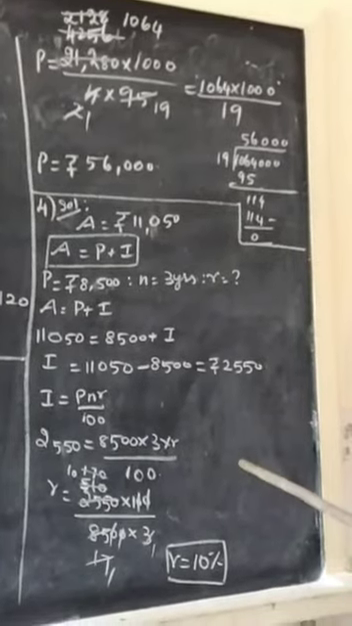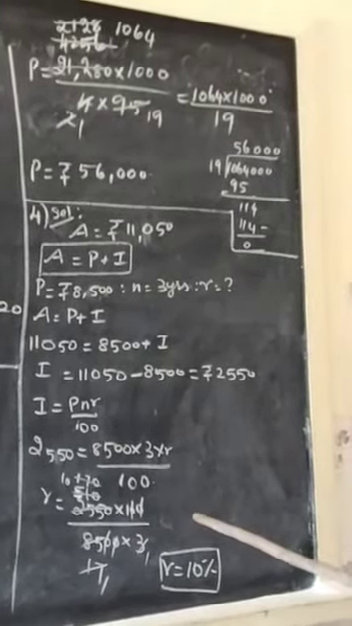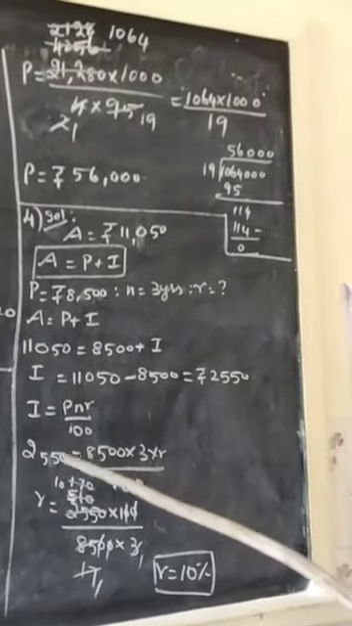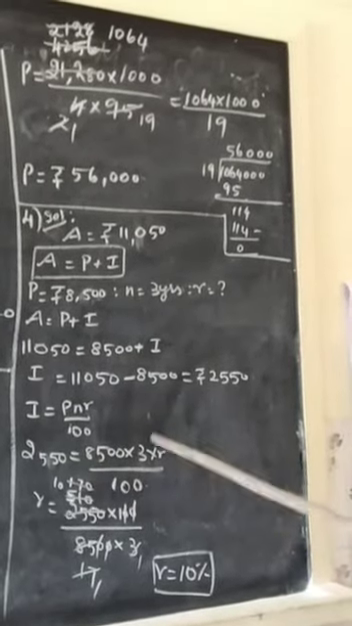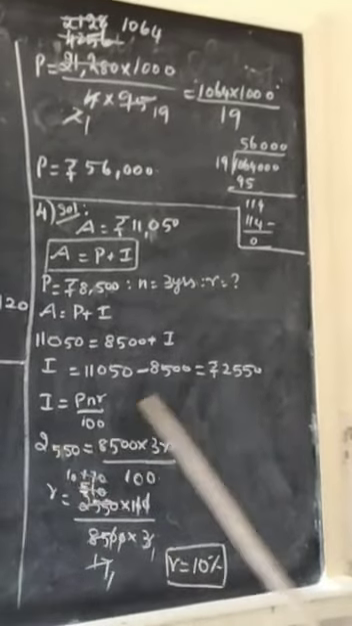R is multiplied in the numerator. So the division by 100 comes to this side as multiplication, and the numerator part fully comes to this side as division. Then only you can find the value of R. So R equals 10%.